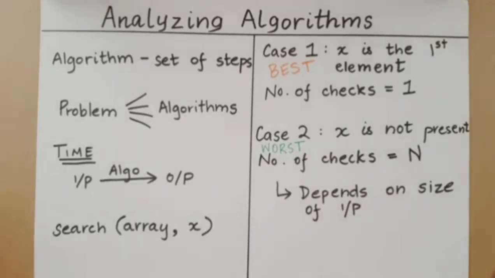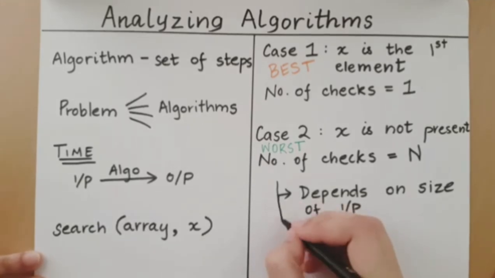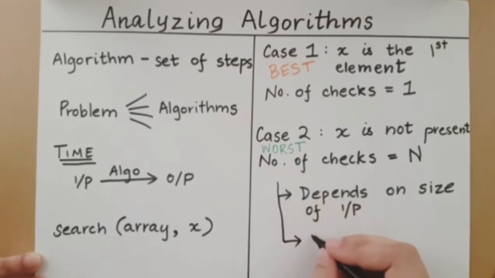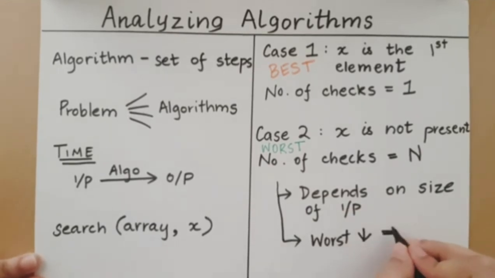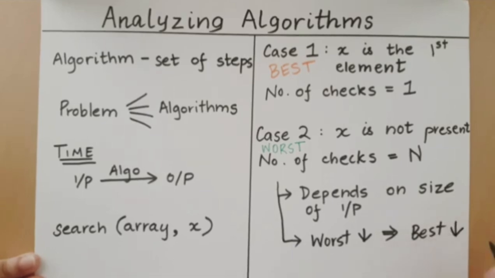Also, when we analyze the worst case of an algorithm and we try to reduce the worst case time, we will in the process also be reducing the best case and the average case as well. So it is better to be concerned with the worst case when analyzing algorithms. So when the worst case time goes down, this implies that the best case time will also go down.